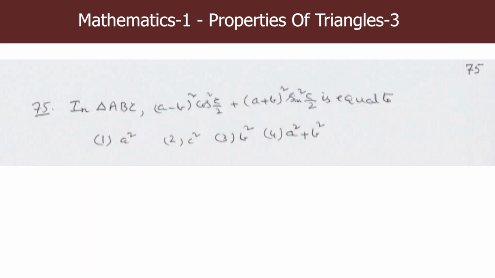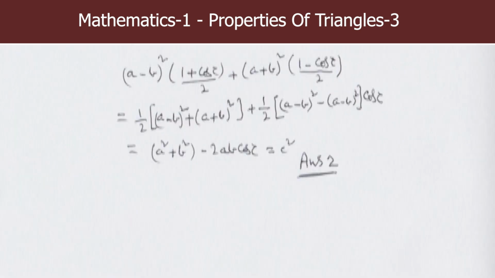In triangle ABC, (a minus b) whole square cos square C by 2 plus (a plus b) whole square sin square C by 2 is equal to: 1) a square, 2) c square, 3) b square, 4) a square plus b square. Now the given expression is (a minus b) whole square into (1 plus cos C) by 2 plus (a plus b) whole square into (1 minus cos C) by 2.